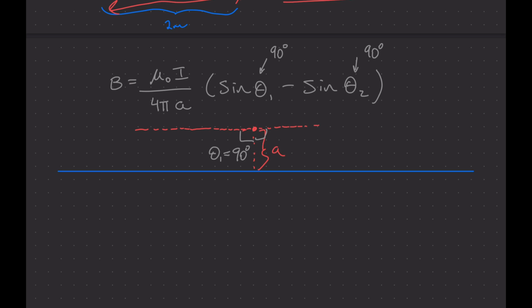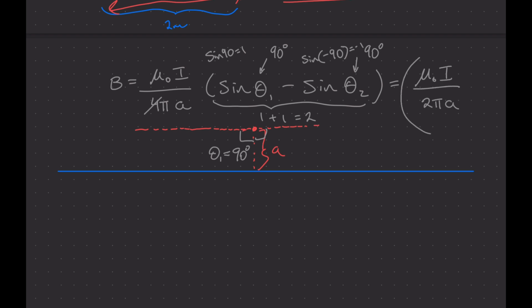The reason that happens is because sine of 90 degrees is 1, and if you have sine of 90 minus sine of 90, you get 0, which gives you magnetic field equals 0, which is not correct. So here you actually have sine of negative 90, which gives you negative 1. So in the brackets, what you get is 1 plus 1, which gives you 2, and this 2 cancels out with the 4 over here to give you mu naught I over 2 pi a.